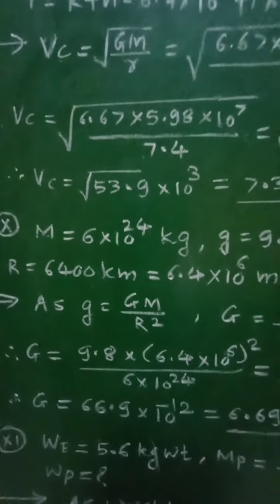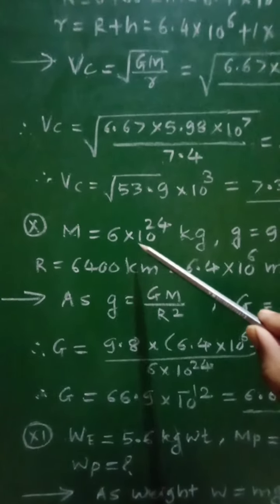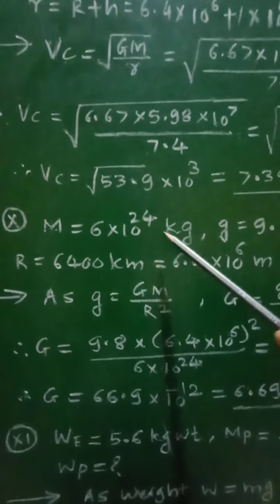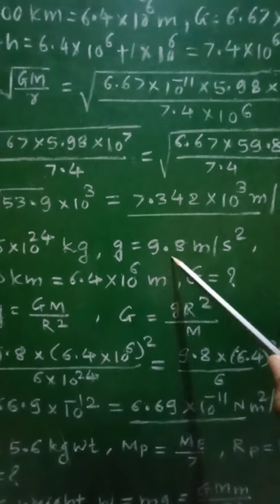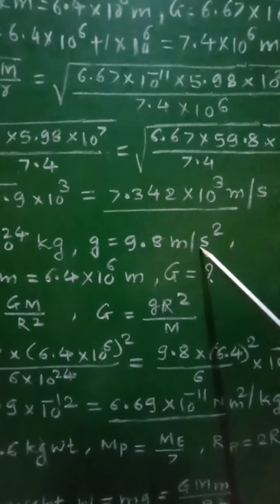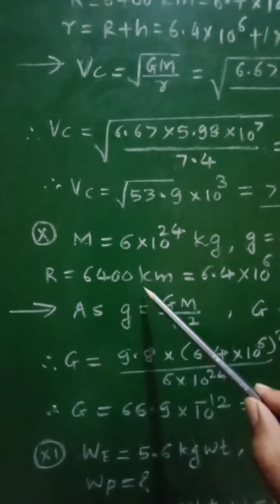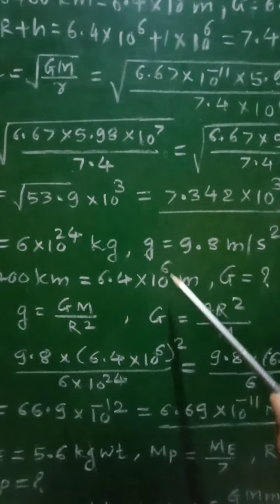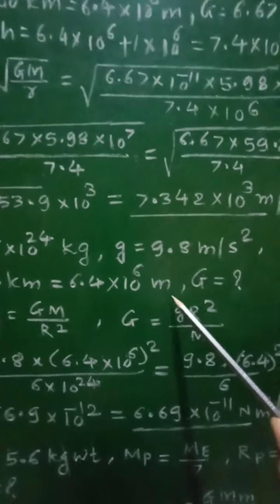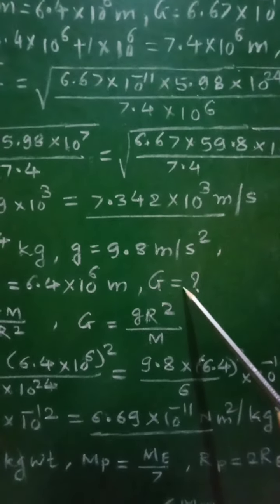And therefore for this numerical number 10, given data is mass m equal to 6 into 10 raised to 24 kilogram. Acceleration due to gravity g equal to 9.8 meter per second square. Radius r is equal to 6400 kilometer, which will be equal to 6.4 into 10 raised to 6 meter, and we have to find out the gravitational constant G.